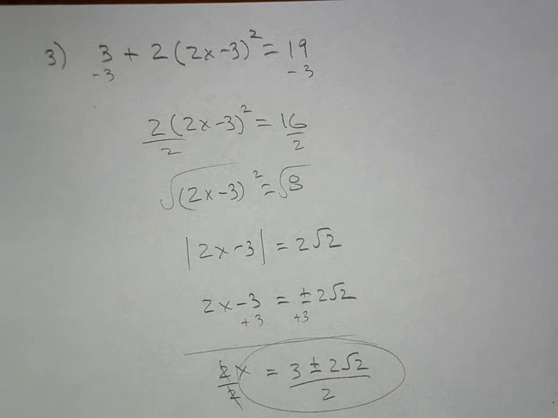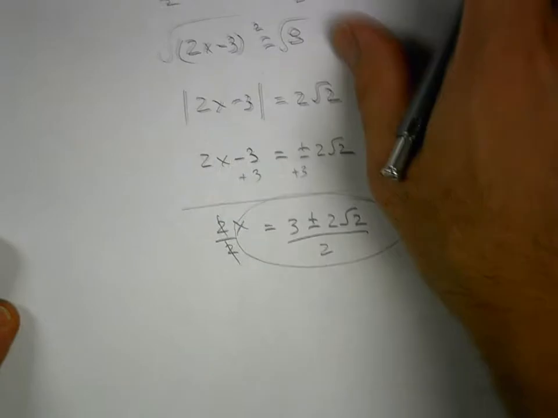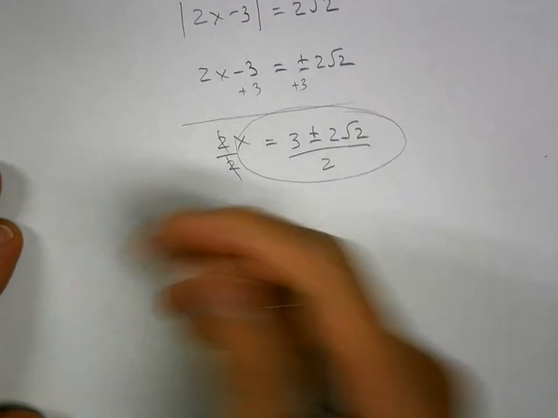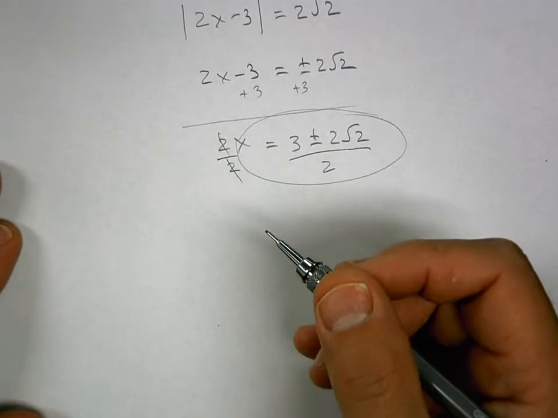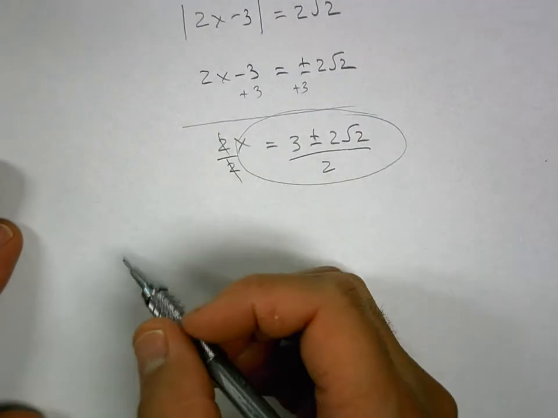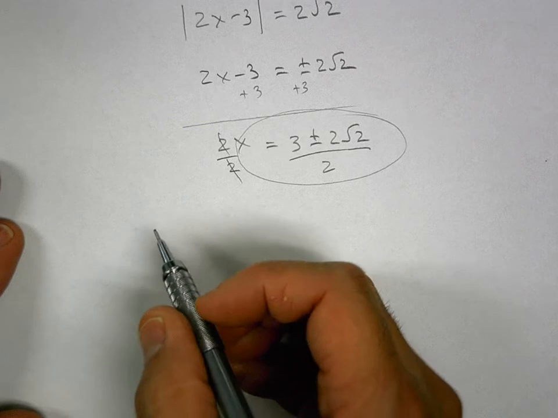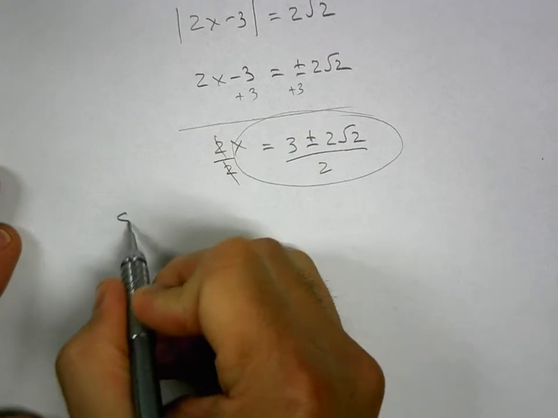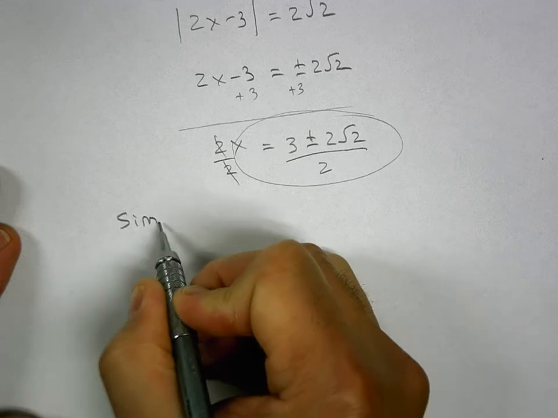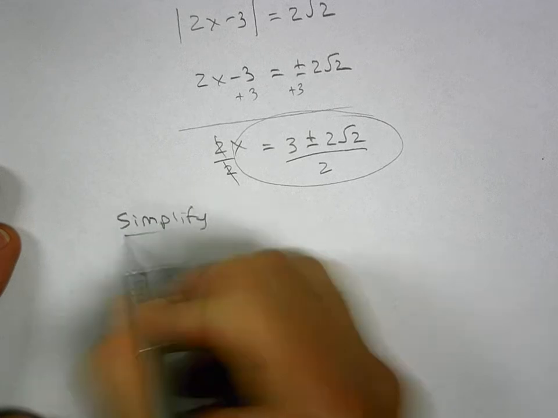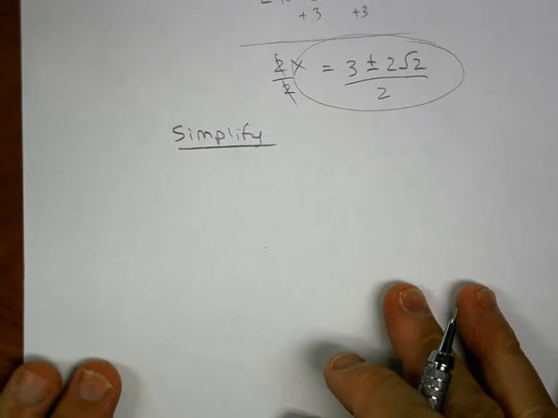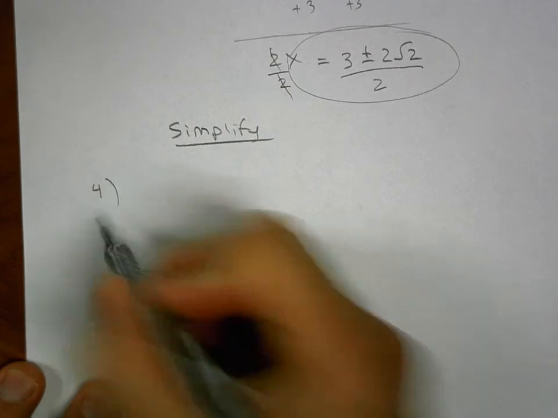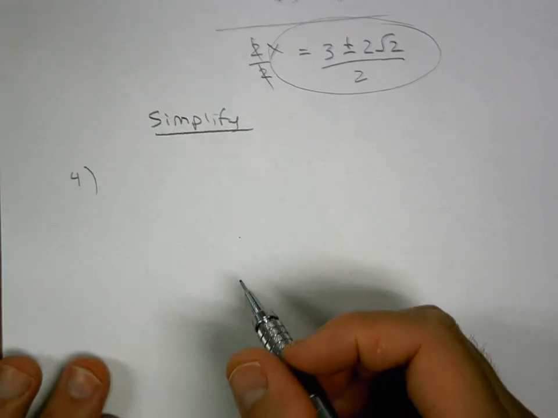Some other type of problems that are given on your homework is because we're going to eventually do quadratic formula, negative b plus or minus square root of b squared minus 4ac over 2a. We're going to have to be able to simplify that mess. So they're kind of setting you up and making sure you can simplify. So number 4. Write this out, and then we'll simplify.